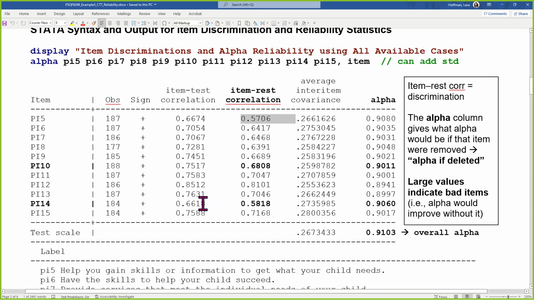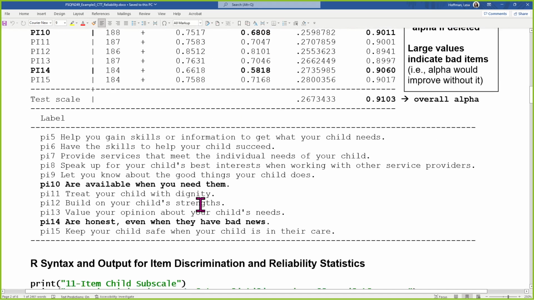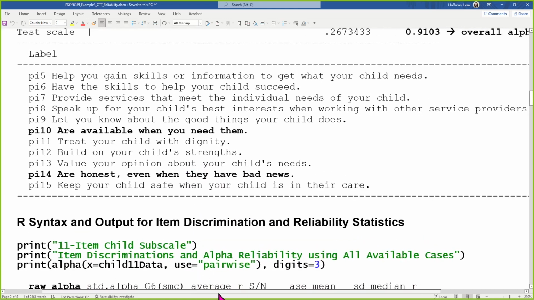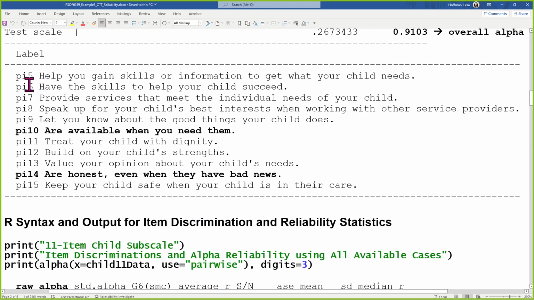Item 15, yes. Here's what the items actually are, by the way. So, item 5, that's what it is. Help you gain skills or information to get what your child needs. That one is less related to the others. Have the skills to help your child succeed, provide services that meet your child's needs, speak up for your child's interests, let you know when your child does good things. I have 2 bolded here, and I want to see if you can guess why I did that.